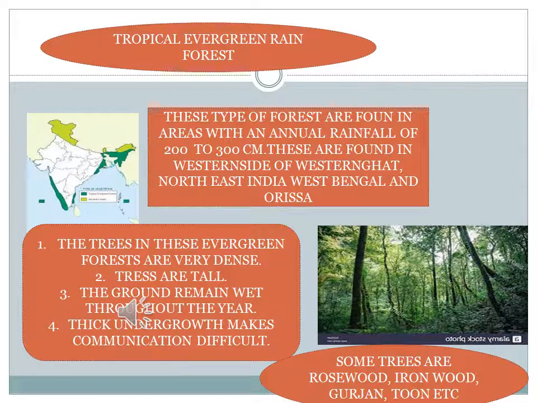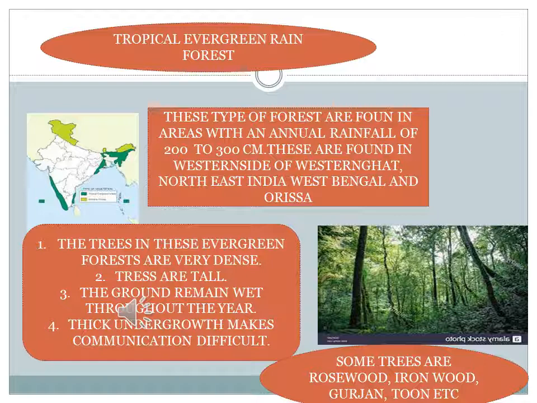So, first of all, we have to know about tropical evergreen rainforest. These forests are found in areas with an annual rainfall of 200 to 300 centimeter or more. They need high humidity and an even temperature of 25 to 27 degrees centigrade throughout the year. The trees in this evergreen forest are very dense. These contain numerous species of high commercial value because the timber is hard, durable and fine-grained.